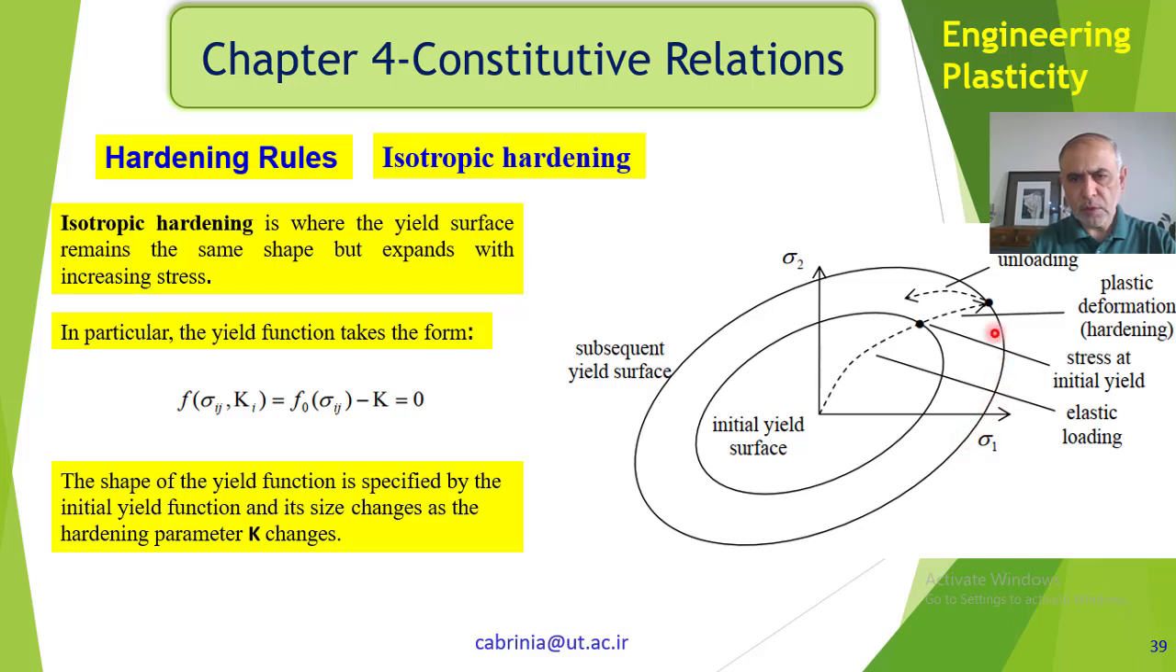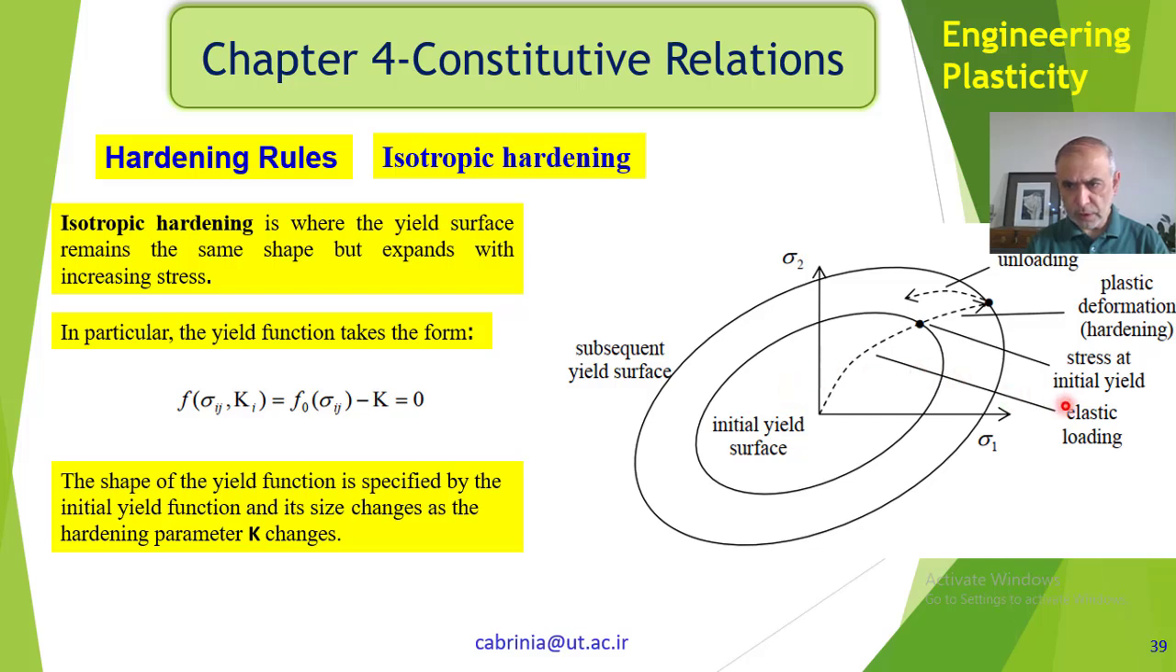But for isotropic hardening, the same shape, the circle in fact, which is shown here as an ellipse because it's 2 dimensions, increases in radius, in size. And as you can see, the increase in size is the same all over the place, for instance here and there, in the same proportion. This yield surface increases in size.